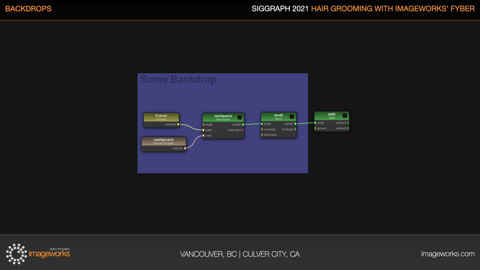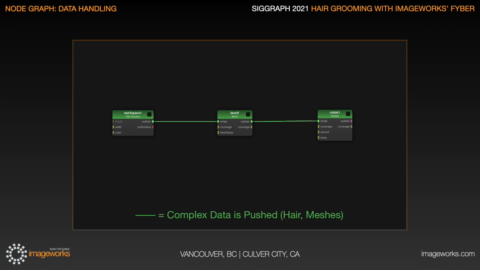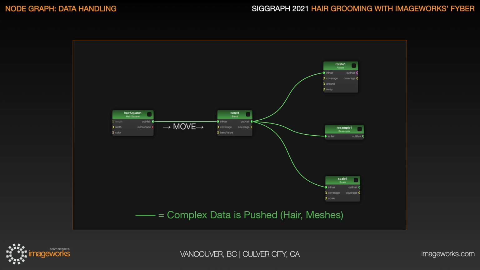All right, let's talk about how all the data is managed under the hood. Fyber uses a mix between push and pull to transfer data from one node to another, depending on what kind of data it is. Complex data like hair buffers and meshes are transferred via push. That means a node does its computations and then sends the data to the next downstream node. If there is only one node connected downstream, the data will be moved, so no extra memory allocations are required. If there are more than just one downstream node connected, the data will be moved to one of them and then copied to all the others. That way we can make sure to have as few memory allocations as possible for maximum performance.